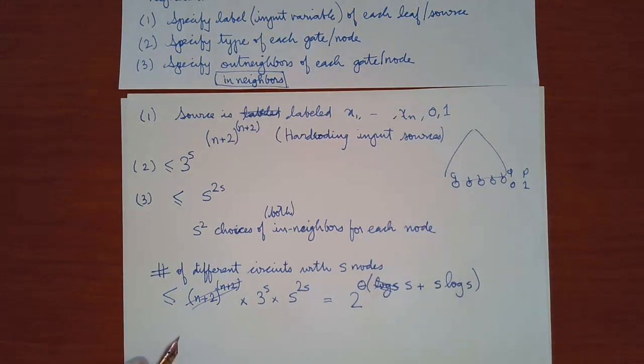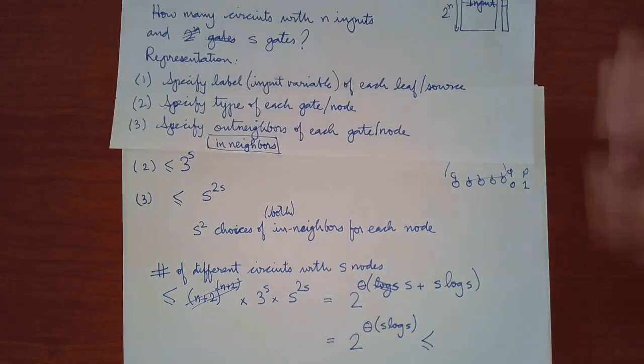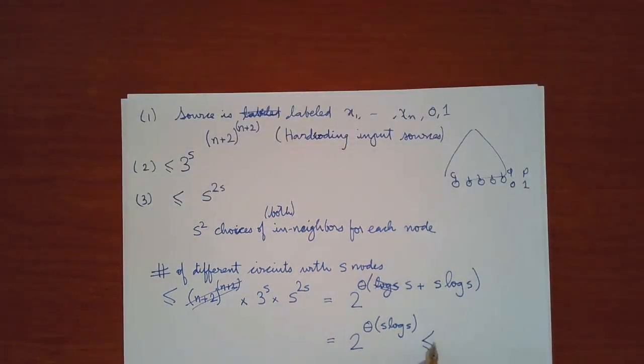Okay, does this make sense? So the number of different circuits, I can basically say this is 2 to the theta of s log s. And so there's some constant over here. In this case, it's probably a fairly small constant. I'm doing it a little sloppily. I'm pretty sure that I can prove that this is at most 2 to the 5s log base 2 of s.